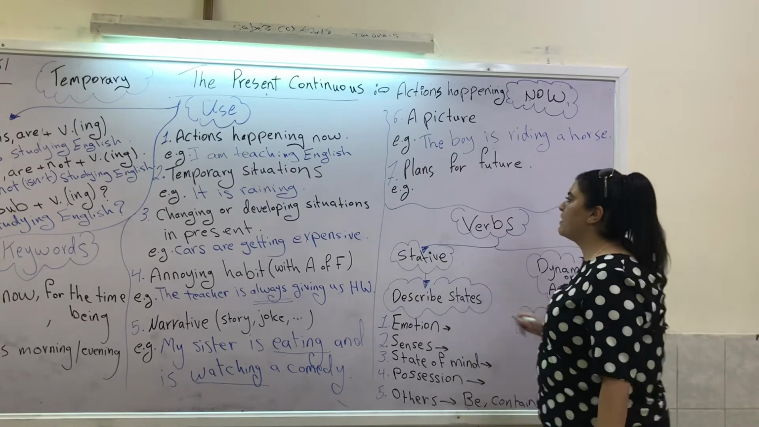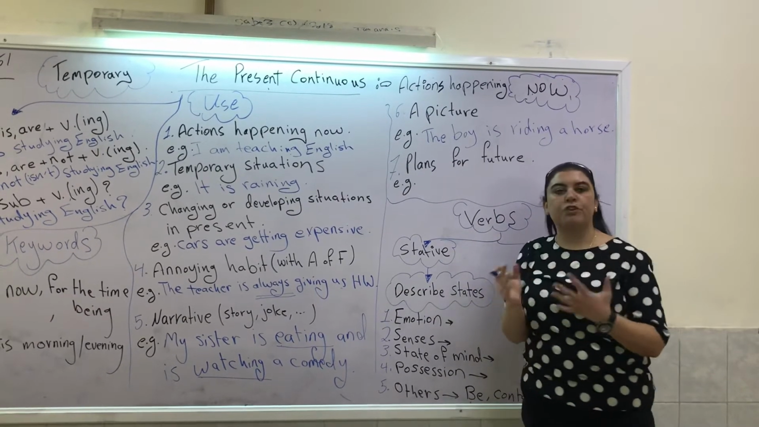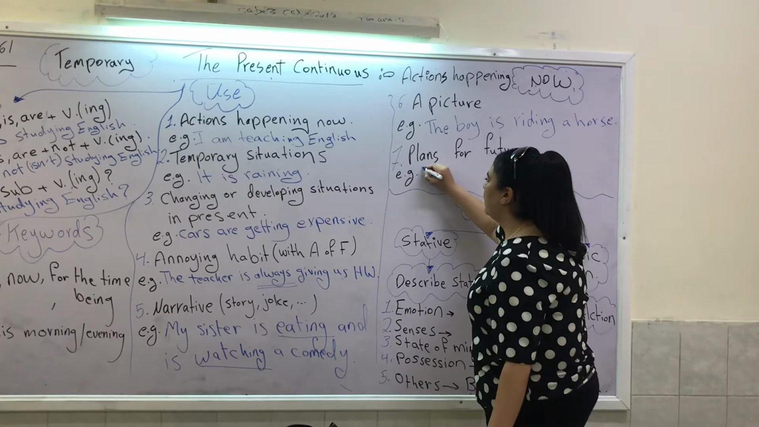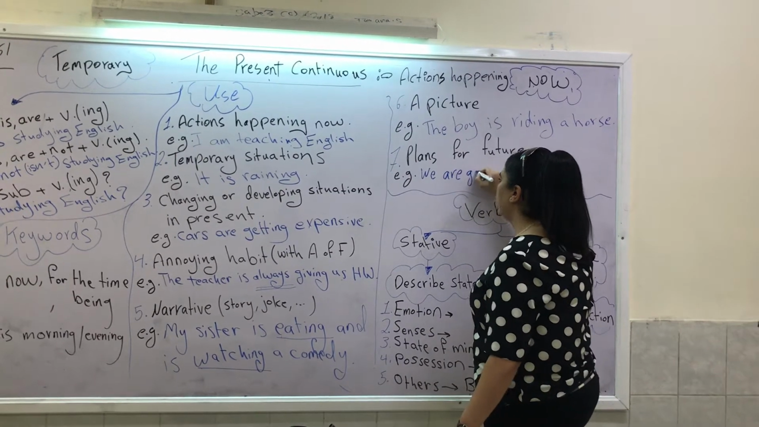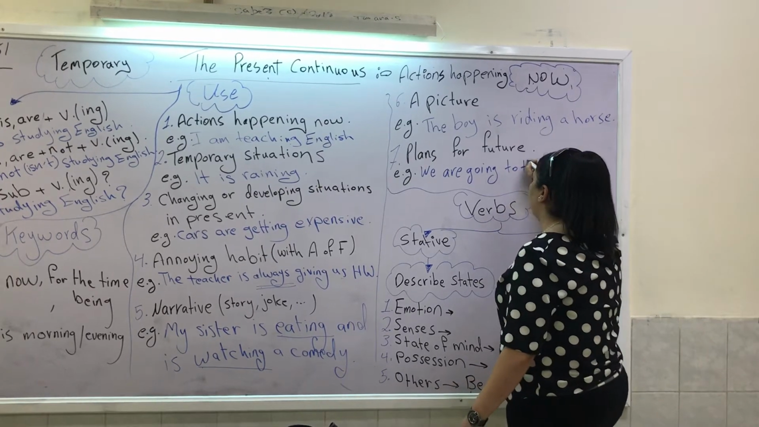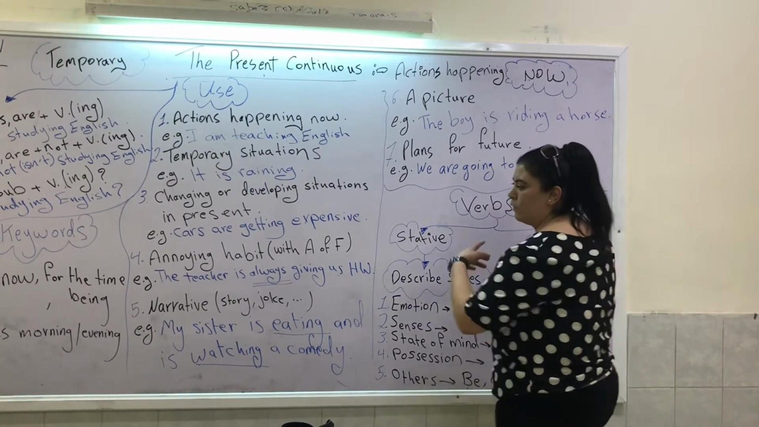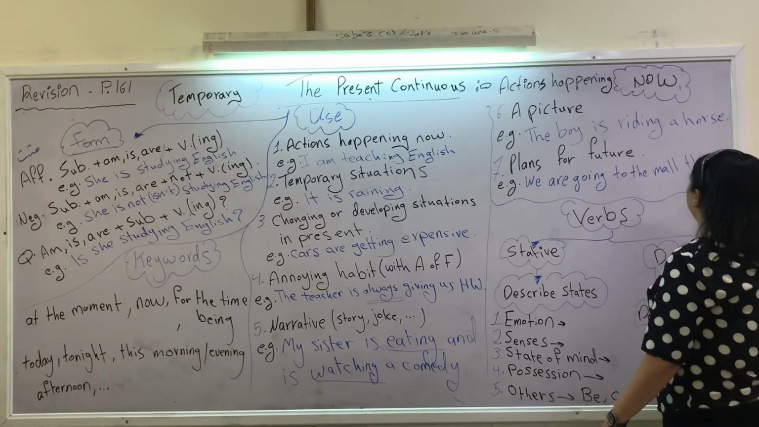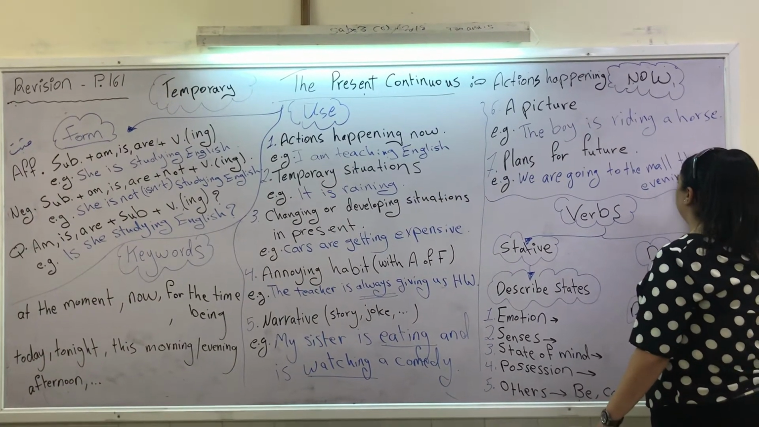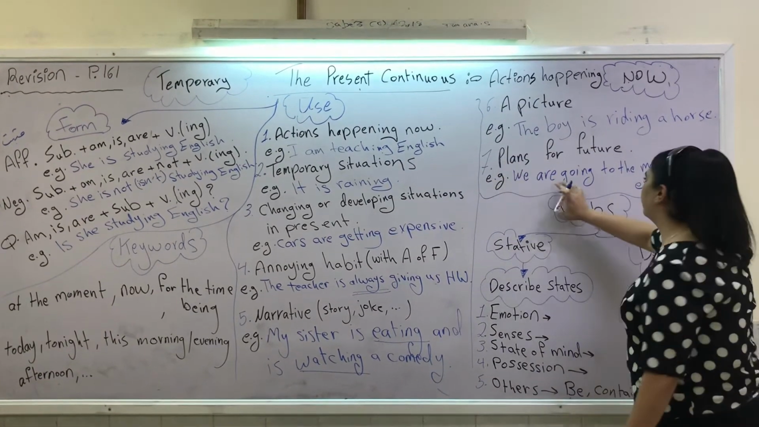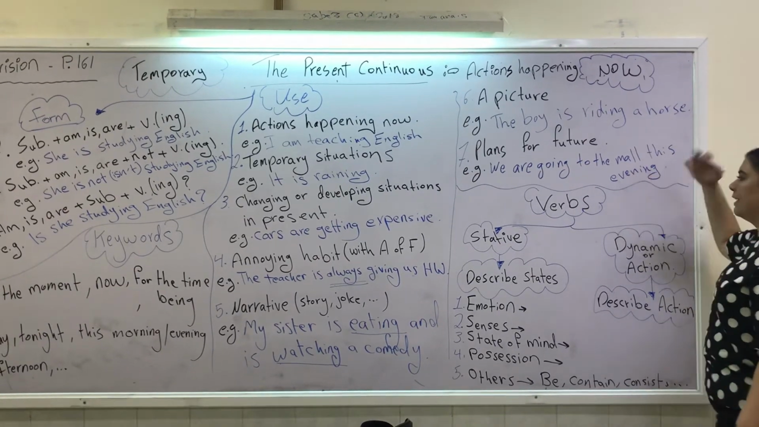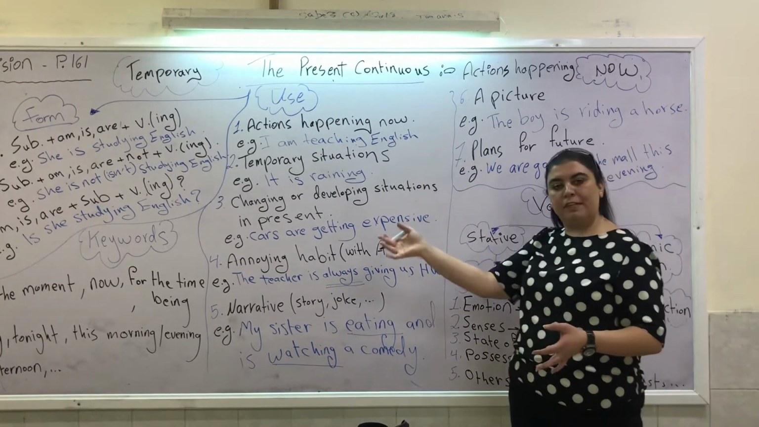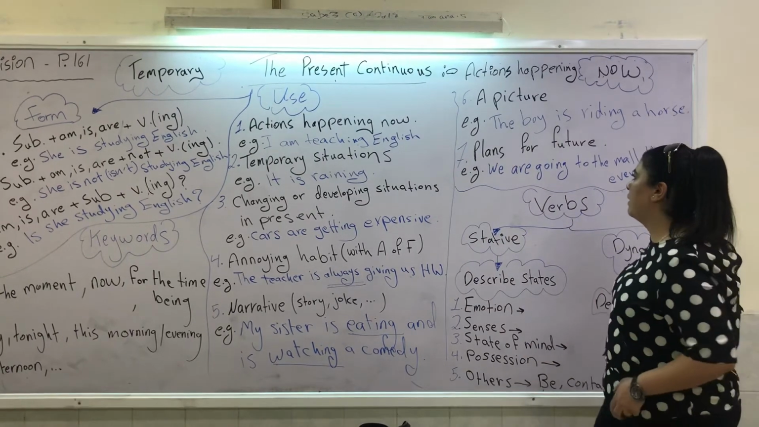The last use of the present continuous is plans for the future. I am planning to do something in the future. Such as an example of it, we are going to the mall. Okay, let me take one of the keywords, this evening. So this is a plan, to go to the mall this evening in the future, because I am now in the morning or in the afternoon, and in the evening I will go to the mall.